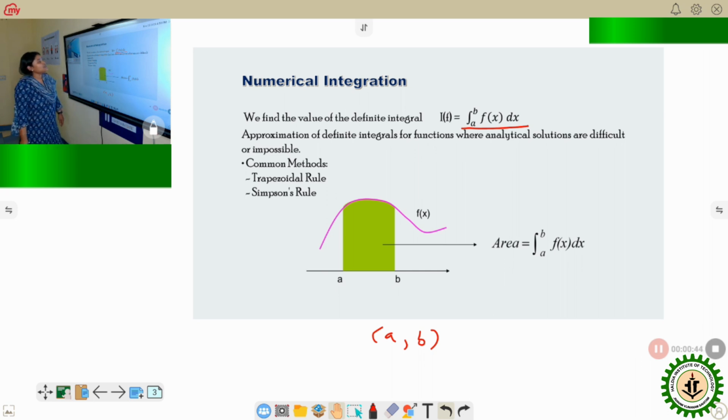Numerical integration is nothing but the approximation of this integral for some functions where analytical solutions are very difficult or impossible. The very common methods in numerical integration are the trapezoidal rule and Simpson's one-third rule. Today we will discuss Simpson's one-third rule, as we already discussed the trapezoidal rule in our previous video.